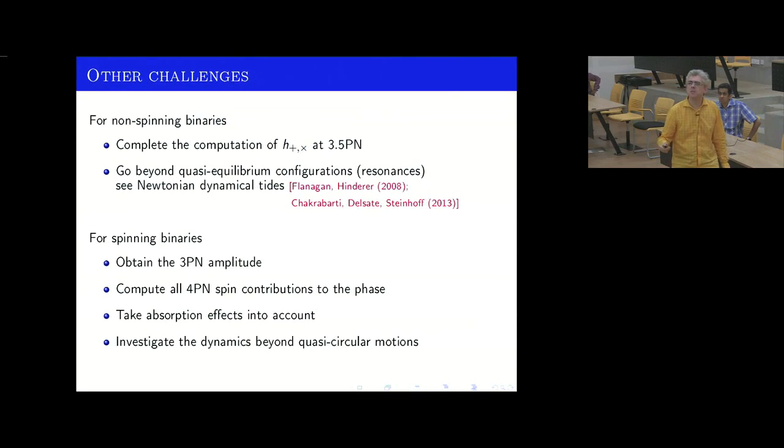And for spinning binaries, it would be nice to obtain the 3 PN, even 3.5 PN, I think, amplitudes, and to compute all 4 PN spin contribution to the phase, so go beyond what we have. We have only the spin-orbit contribution at 4 PN for the moment. Take absorption effects into account if we have black holes, and investigate the dynamics beyond quasi-circular motion with spin and eccentricity. Okay, sorry for being long, but I stop here.